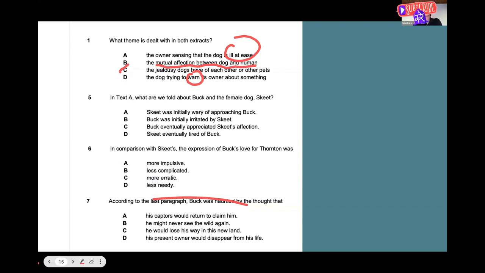So Skeet was initially wary of approaching Bok. So we got initially wary as our keyword here. Then in B, we have initially irritated. C, Bok eventually appreciated Skeet's affection. So you've got appreciated. And D, Skeet eventually tired of Bok. So you've got eventually tired of Bok. These are the things that we're keeping in mind when we're returning to the text to read it.